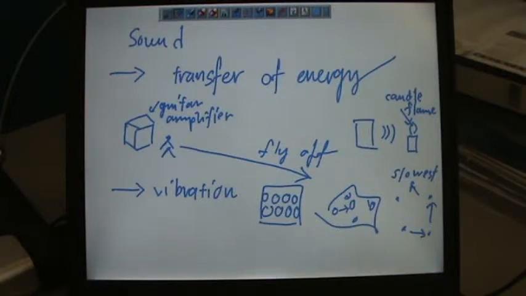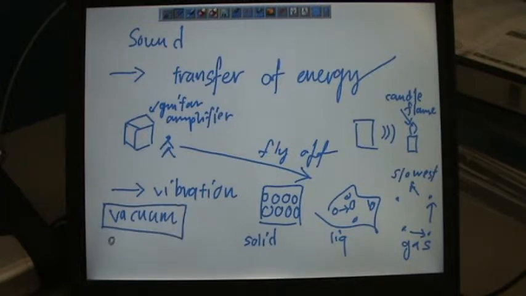Okay, so basically, we mentioned that there's the transfer through solid, liquid, and also gas, but we never mentioned vacuum. Vacuum is impossible to transmit any sound because you need the transfer of vibration between particles. Let's say you transfer your vibration to your neighbor. Okay, it's quite impossible to do it in vacuum. Vacuum has no particles at all.